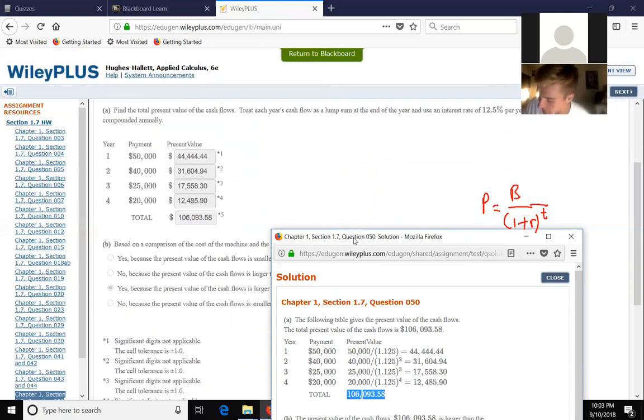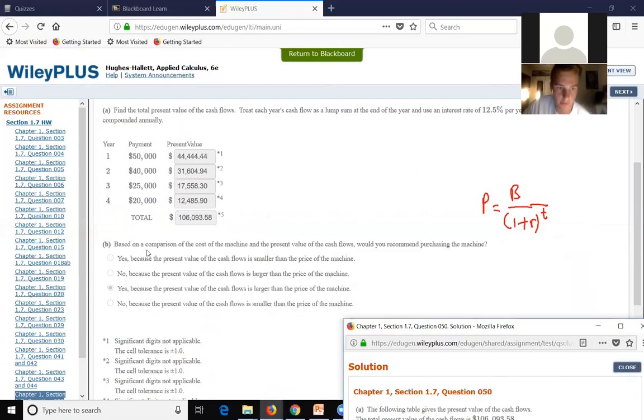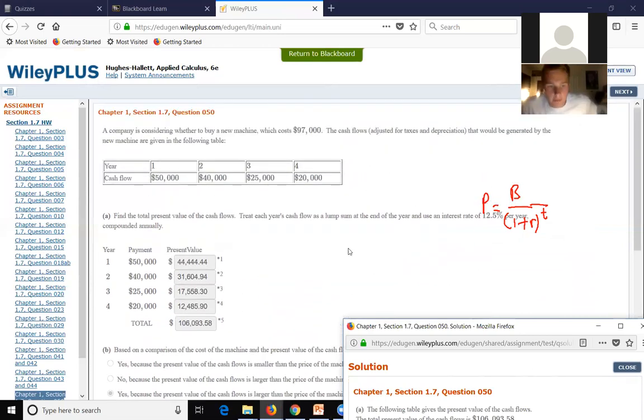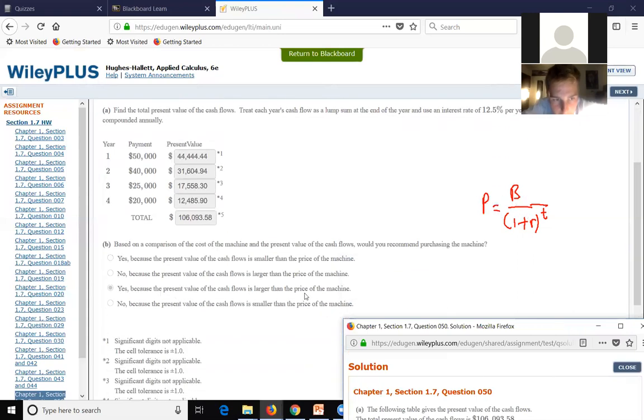Okay, that makes sense. And it asks, based on a comparison of the cost of the machine and the present value of the cash flows, would you recommend purchasing the machine? And yes, because the present value is larger than the price of the machine. The price of the machine is 97K, and the present value is 106,000. Right. So yes. Okay, got it.